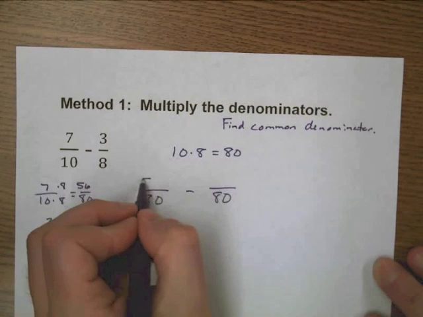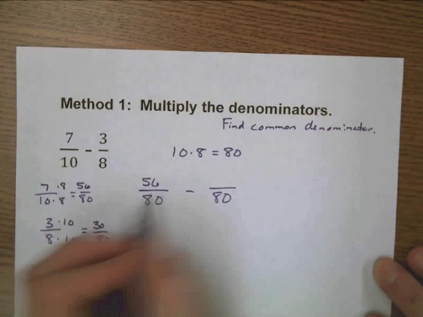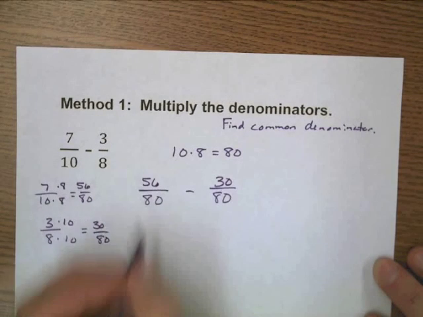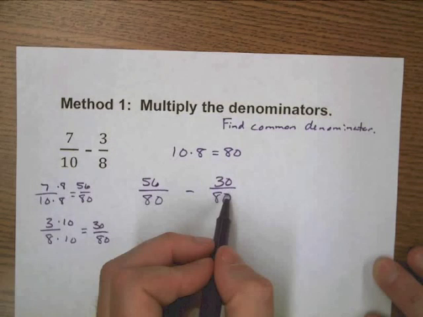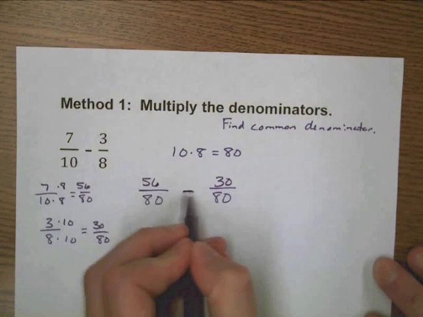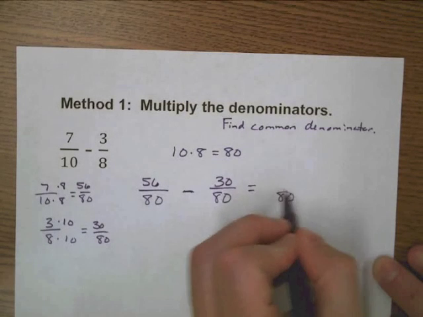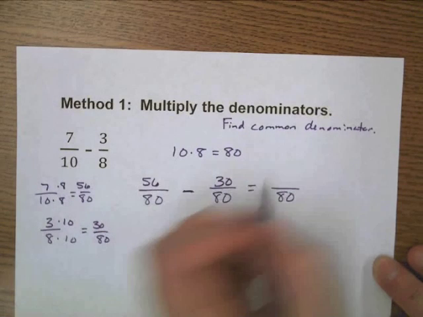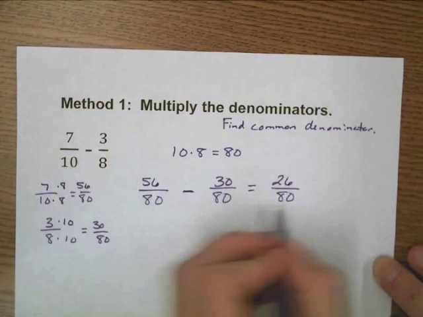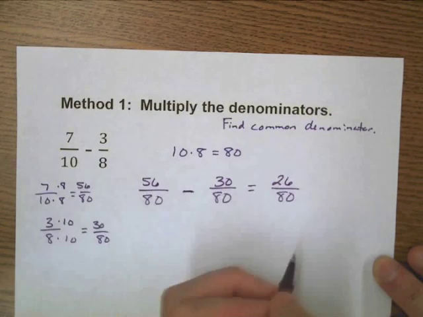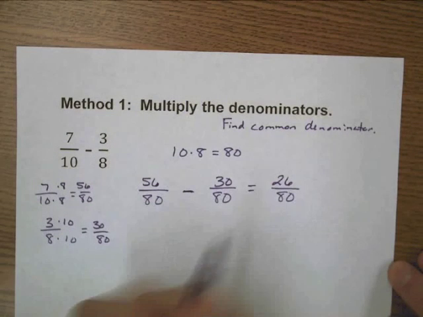So now I have 56 80ths, and I'm subtracting 30 80ths. There's my 7/10, and there's my 3/8. I have found equivalent fractions. That means 56 minus 30 is 26 80ths. 56 80ths, take away 30 80ths, I end up with 26 80ths.